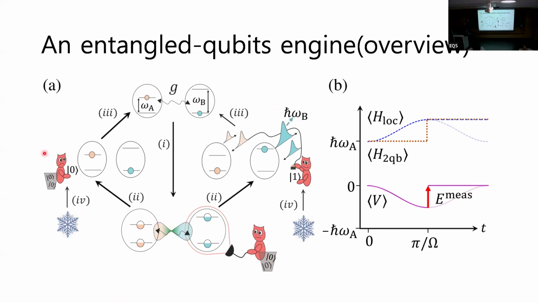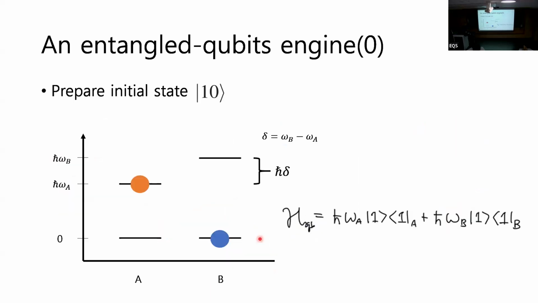This slide is an overview of the two-qubit engine proposed by the authors. The system consists of two qubits and a daemon. Two qubits and a cute daemon. A daemon creates entanglement, performs a local measurement on one qubit, and extracts energy using the information obtained. Now, let's take a closer look at how the engine works.